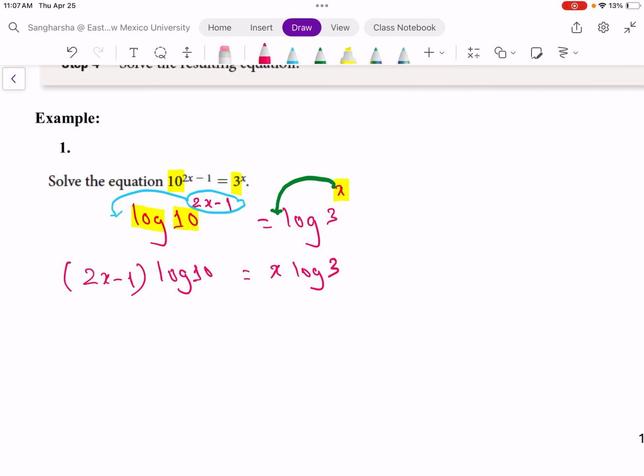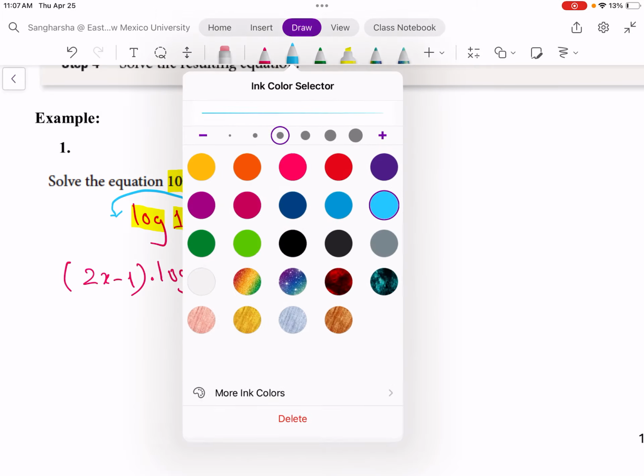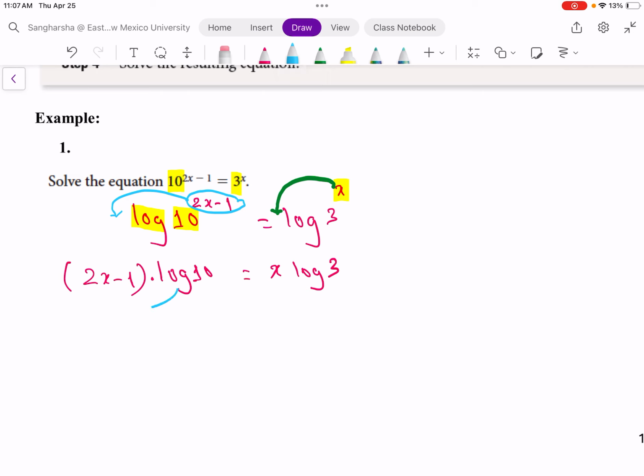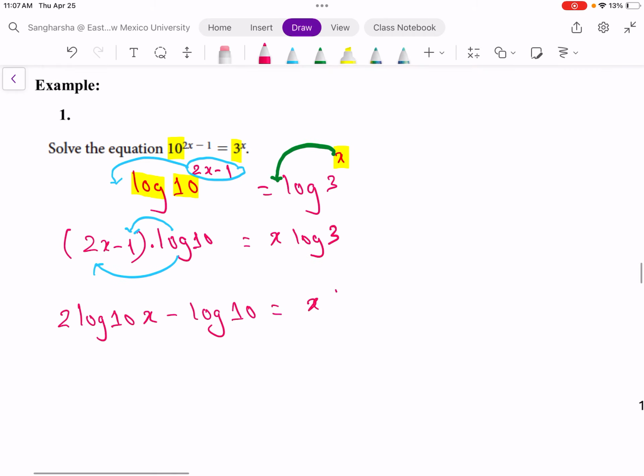We have the parentheses and we have a product here. So we distribute log 10 to 2x and we distribute it to negative 1. So 2x times log 10 is 2 log 10 times our variable x. Negative 1 times log 10 is negative log of 10, equals x times log 3.